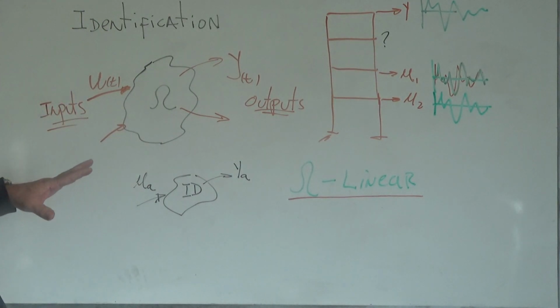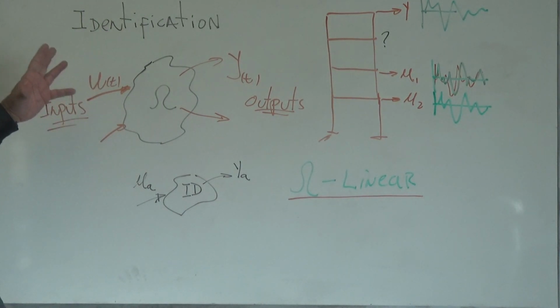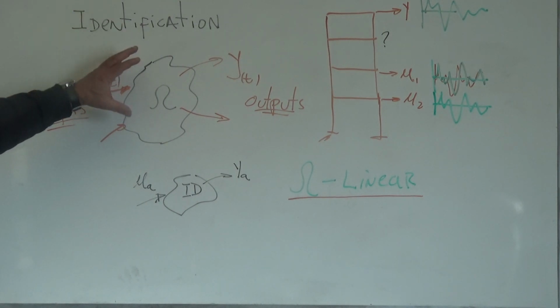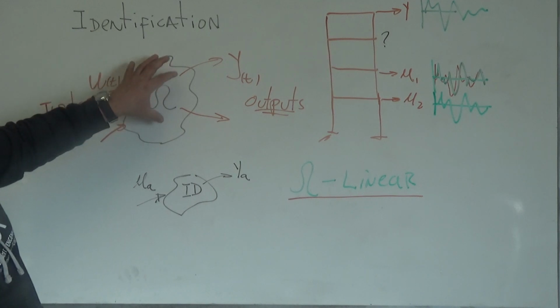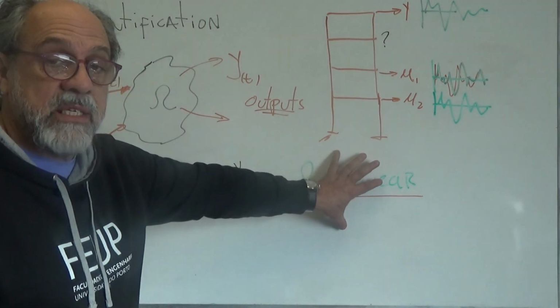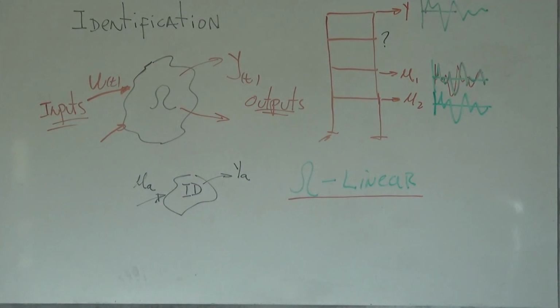In this class, in the very large majority, we will be concerned with the identification, well, not only, but with the identification of systems in which the assumption of linearity is acceptable. Okay? So we go on that premise.